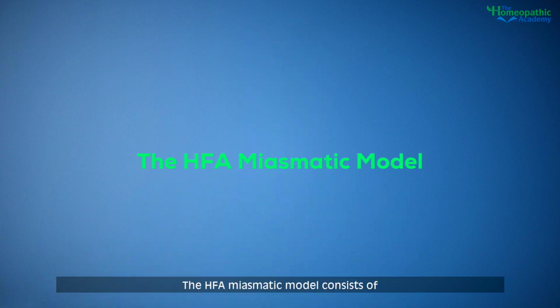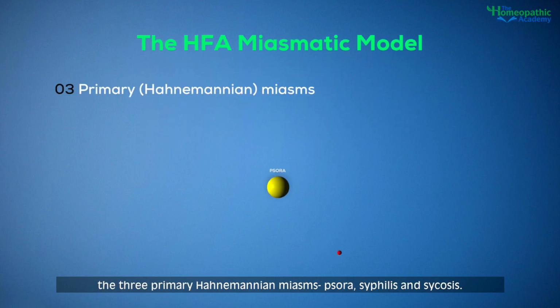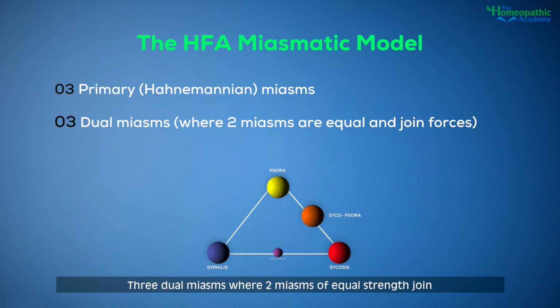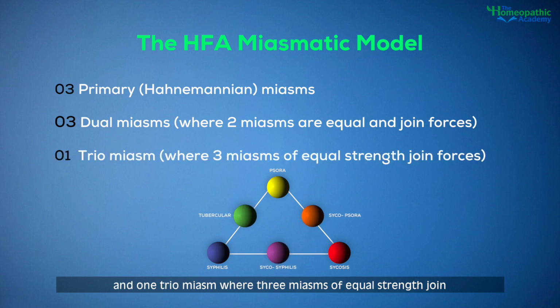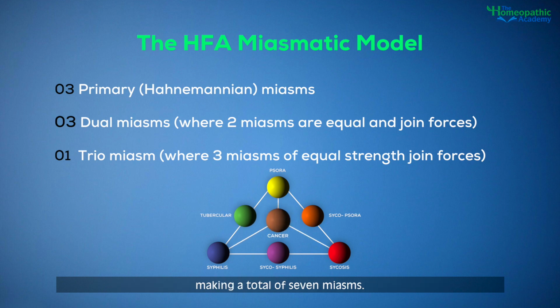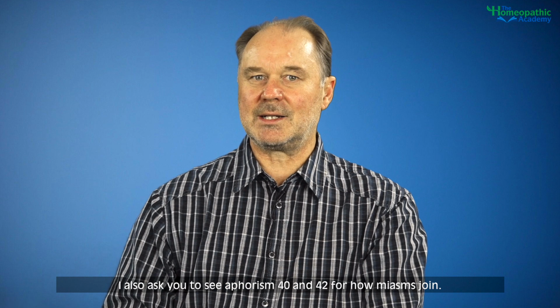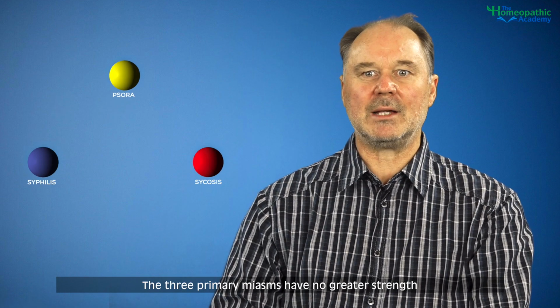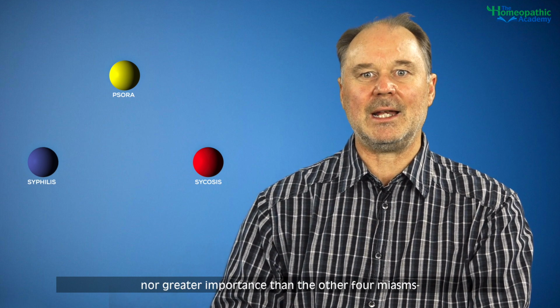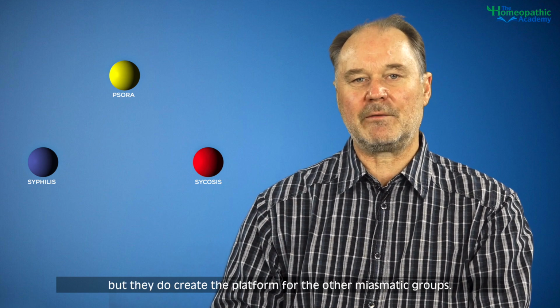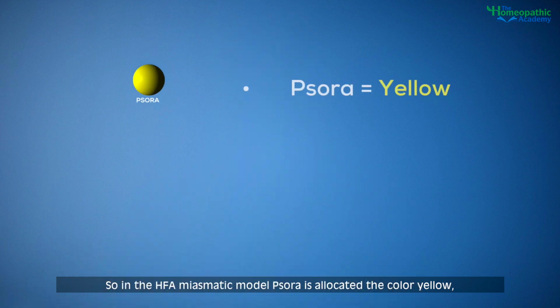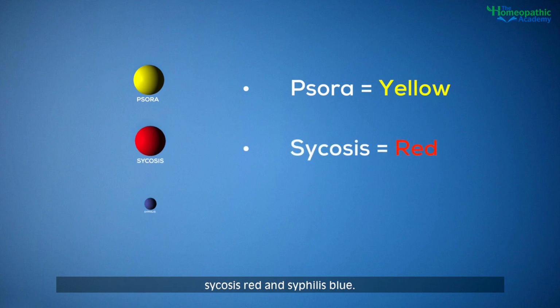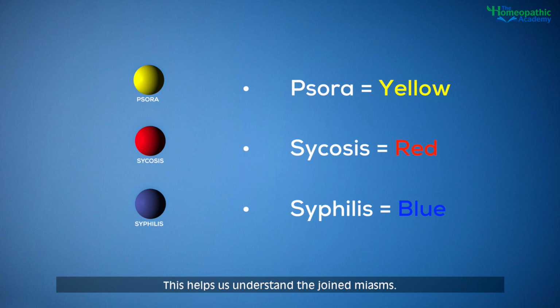The HFA miasmatic model consists of the 3 primary Hahnemannian miasms of Psora, syphilis and psychosis, 3 dual miasms where 2 miasms of equal strength join, and 1 trio miasm where 3 miasms of equal strength join, making a total of 7 miasms. I also ask you to see aphorism 40 and 42 for how miasms join. The 3 primary miasms have no greater strength nor greater importance than any of the other 4 miasms, but they do create the platform for the other miasmatic groups. So in the HFA miasmatic model, Psora is allocated the colour yellow, psychosis red and syphilis blue. This helps us understand the joint miasms.